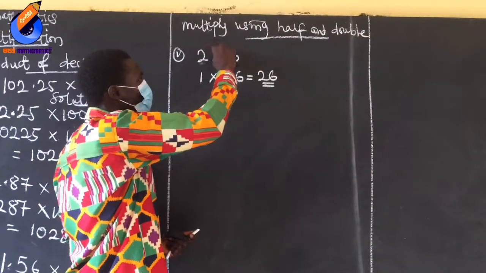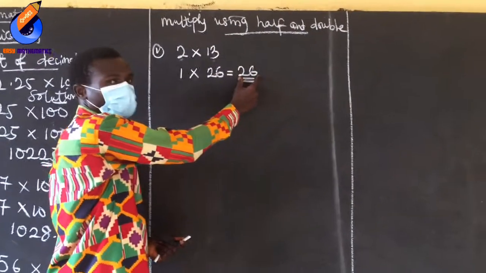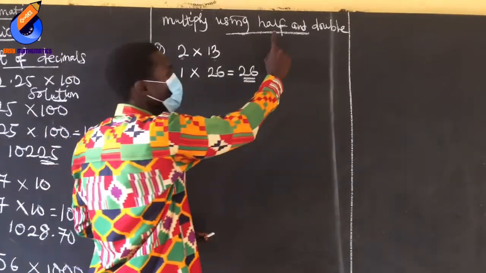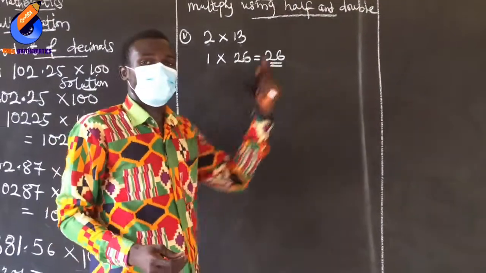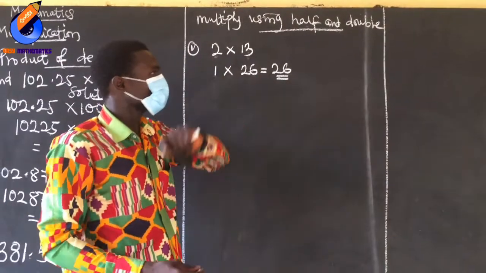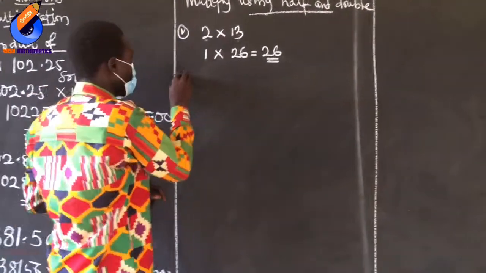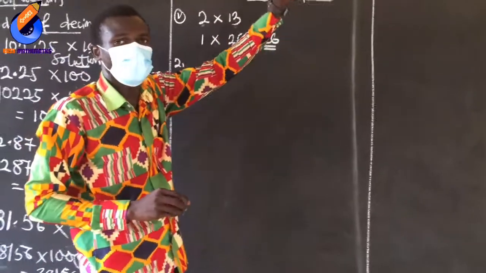When you multiply 2 times 13, you are also going to get 26. But the method is to use half and double. So if you are to use half and double, then that is what we are going to do. Example 2, still under half and double.